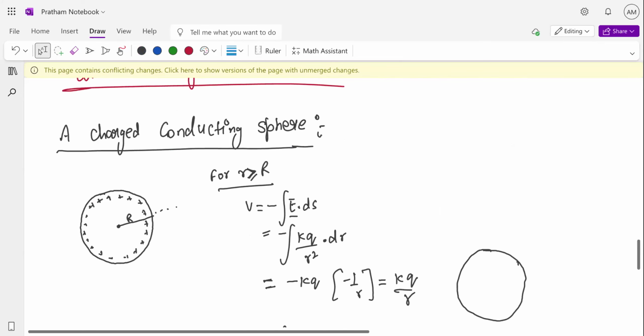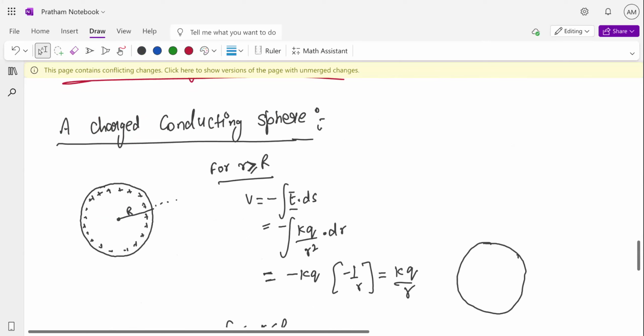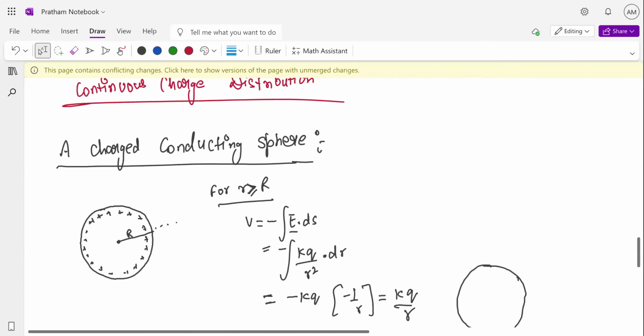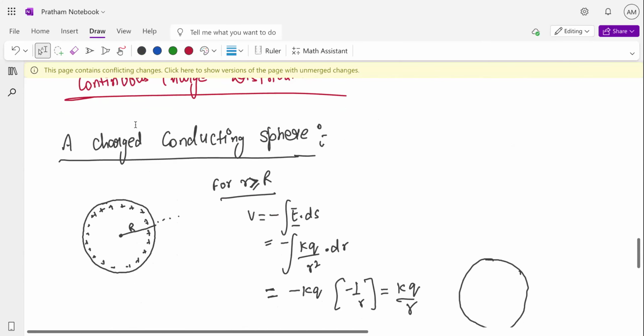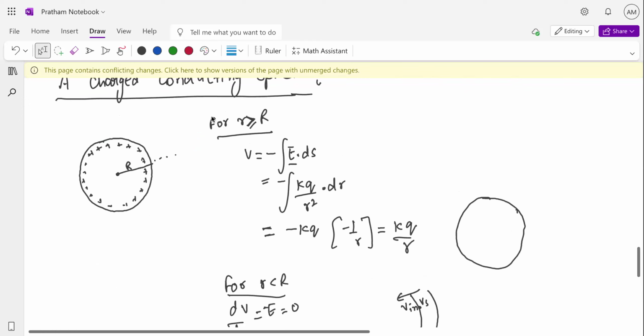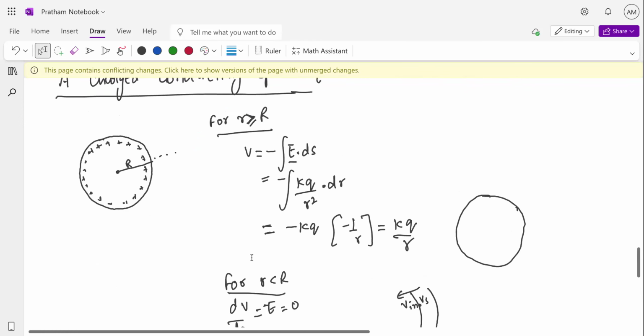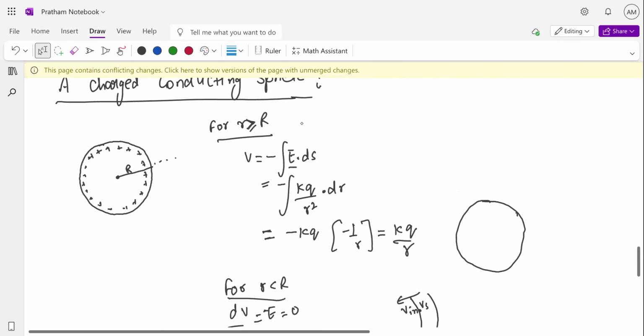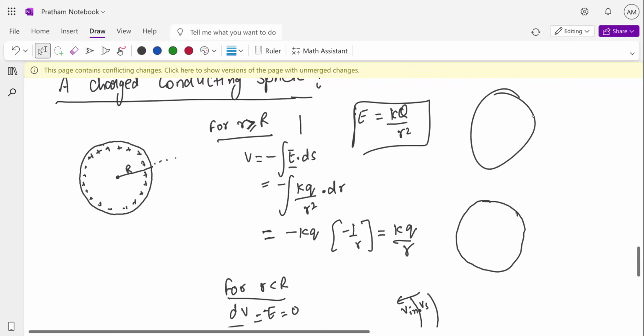Okay, so look, continuous charge distribution. By now we have completed continuous charge distribution for the conducting sphere, for both cases: R is greater than this and R is less than this. If you remember, in this case what was the electric field value which you used to get? KQ by R square. As you go in distance, R was increasing, wasn't it R plus r whole to the power 3 by 2?